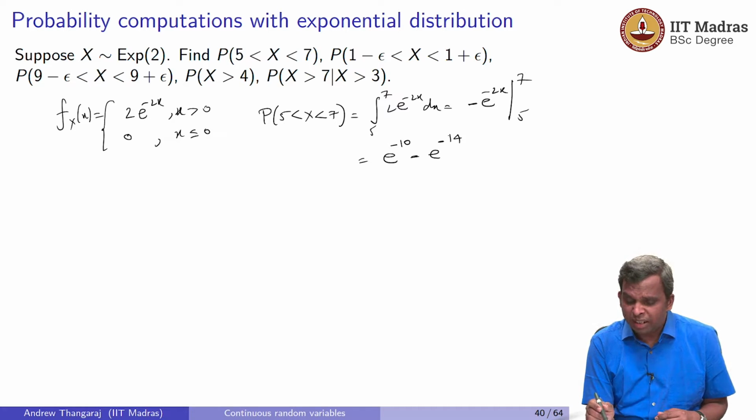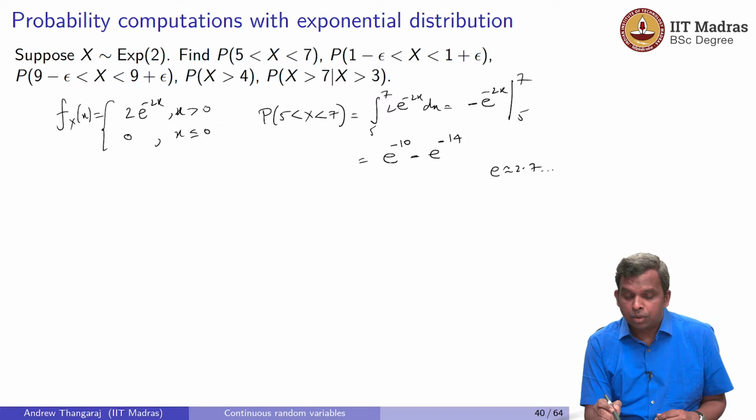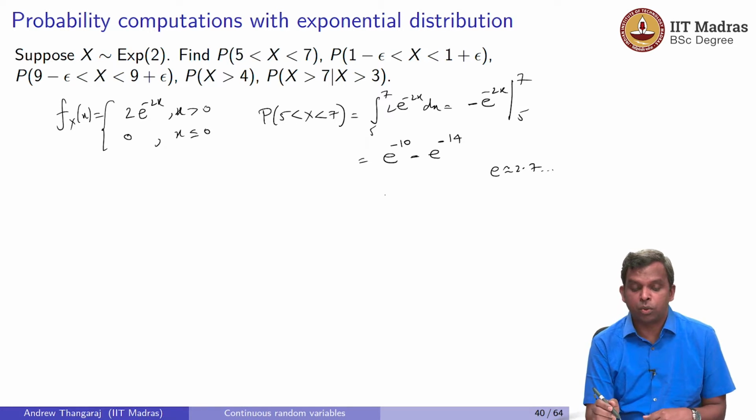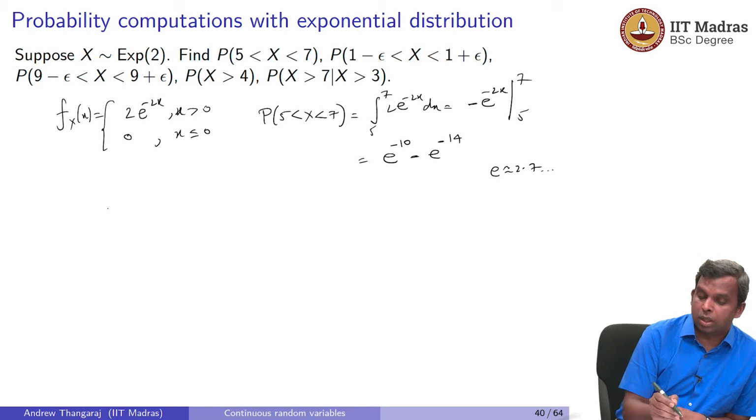You see, this is already very small, e power minus 10. You remember e is roughly 2.7 something, so e power minus 10 is already like 1 by 1000. And e power minus 14 is very, very small. So this whole thing is a small probability that X falls between 5 and 7. It decays quite rapidly.